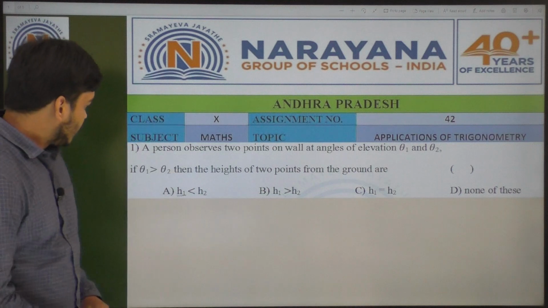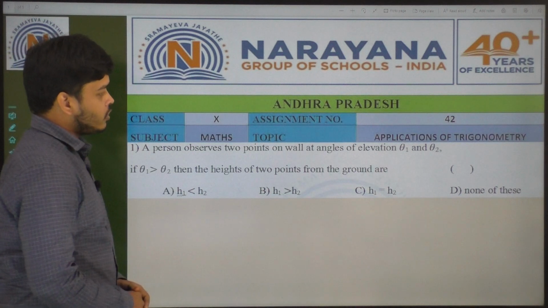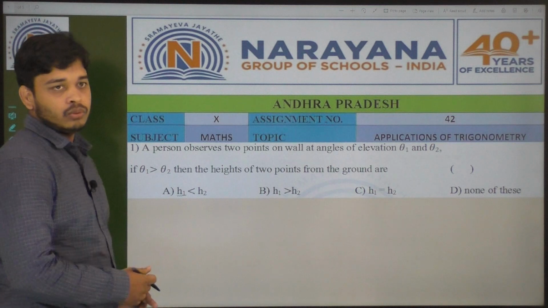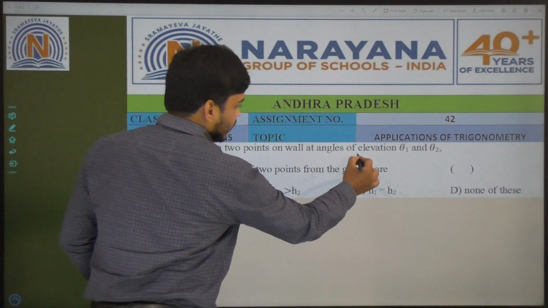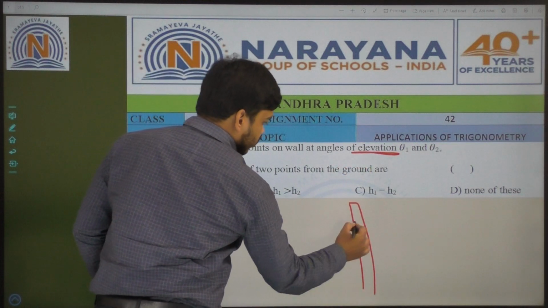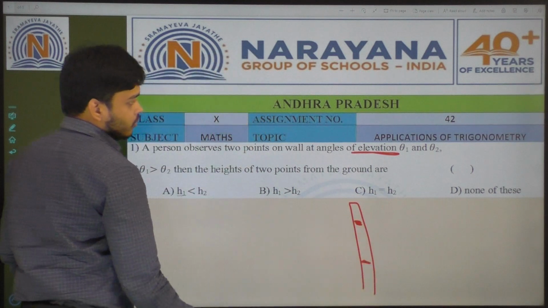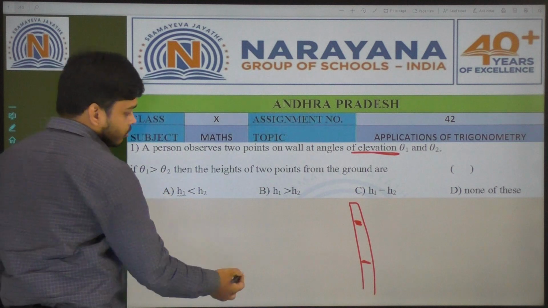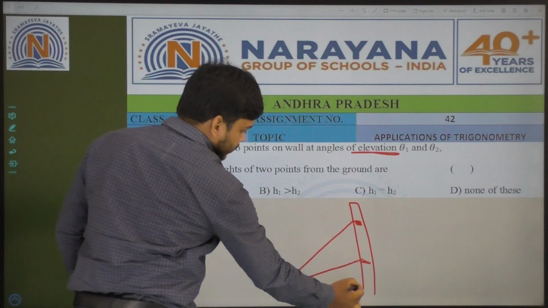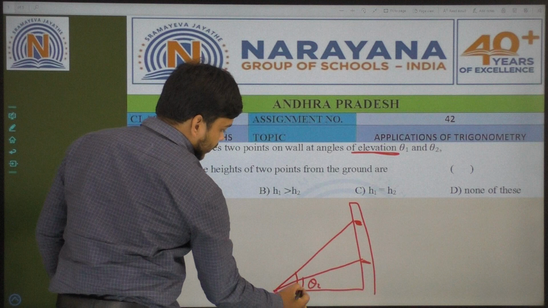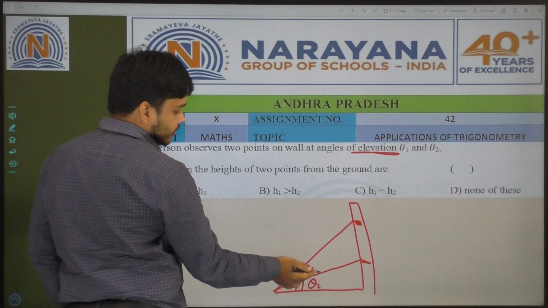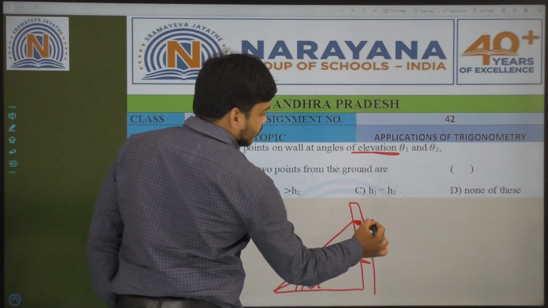Now the first question. A person observes 2 points on a wall at angles of elevation theta 1 and theta 2, and theta 1 is larger than theta 2. Let this be the wall, and he is observing 2 points on the wall. This is theta 2 and this is theta 1. So this is the first point and this is the second point.